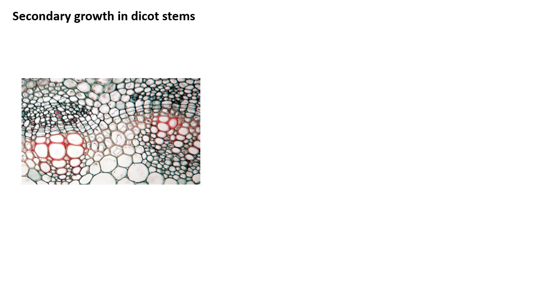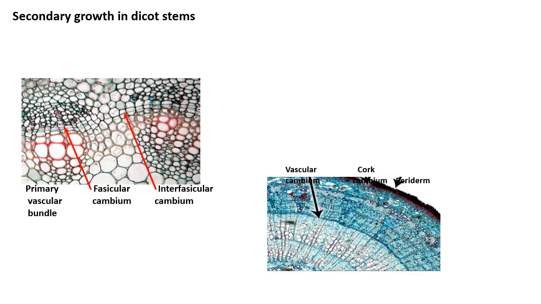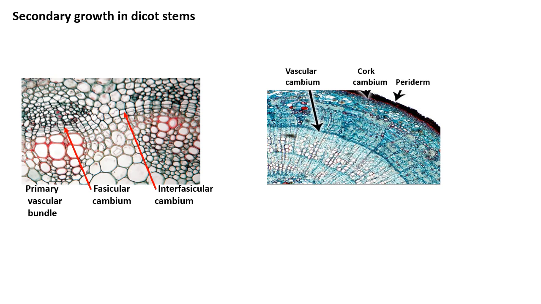In dicot stems, the vascular cambium forms from procambial cells and parenchyma cells in the ground tissue, producing secondary xylem and phloem. As the interfascicular cambium connects, it creates a continuous cambial ring, which is highlighted in the second figure, resulting in radial growth and annual rings. Annual rings are normally observed in the dicot stem, which is also highlighted in the second figure.